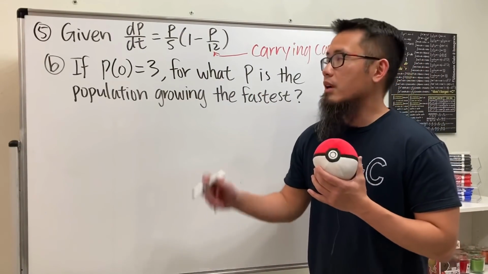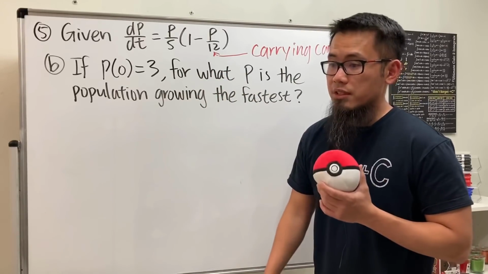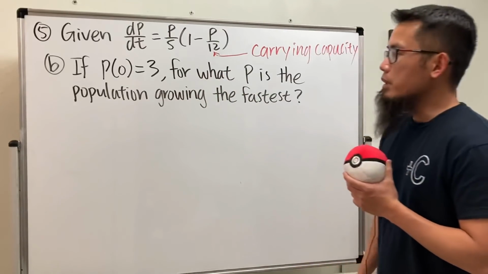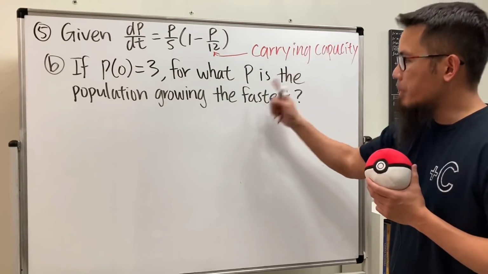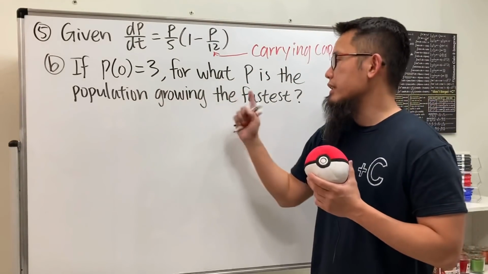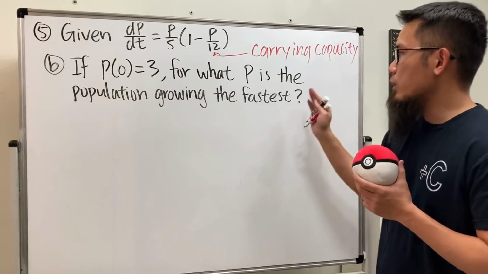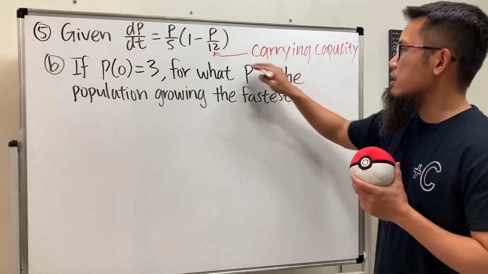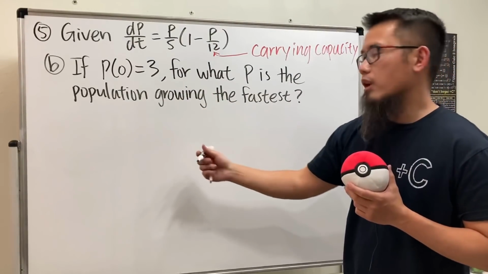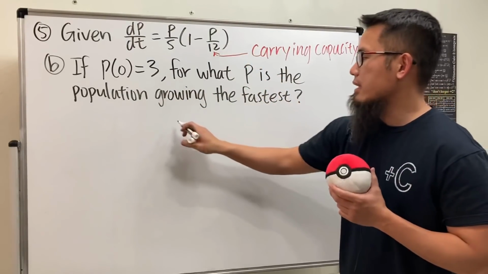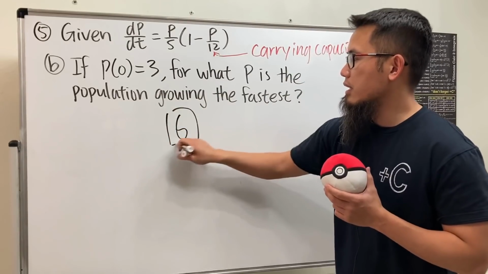All right, for this question, it's just as easy as the first one, if you remember and understand what the logistic differential equation does. Well, if P of 0 is equal to 3, then it asks for what value of P is the population growing the fastest? Well, earlier we talked about it, the carrying capacity is equal to 12. To answer this question, all you have to do is take half of that, so the answer is just equal to 6.